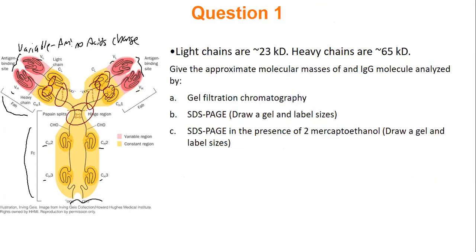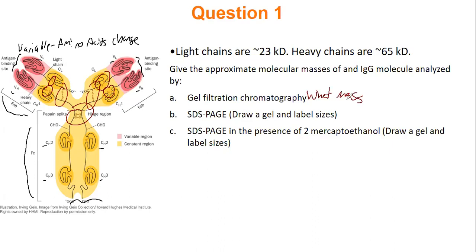So let's see how this antibody is laid out. Light chains of antibody are 23 kilodaltons. Heavy chains are 65 kilodaltons. So let's say I ran an antibody through gel filtration. What mass would I see come out, right? What mass do I think my antibody would be? So what is the mass of the antibody?